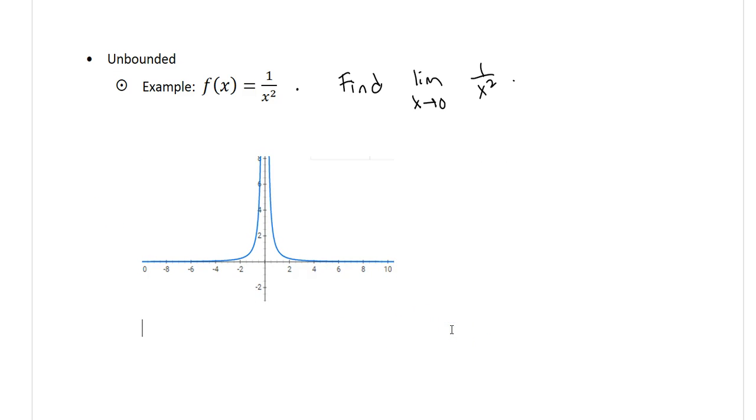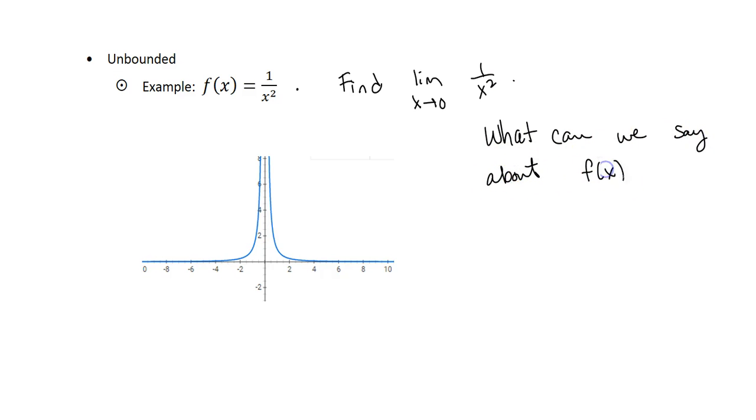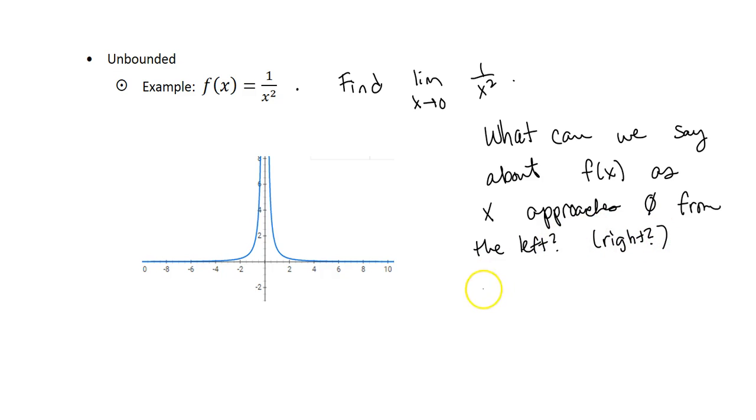something like this. Now, what can we say about f of x as x approaches 0 from the left? What about the right? Well, as x approaches 0, it looks like f of x is getting larger and larger and larger. And if you pulled up your graph and zoomed out on that, you would see that.